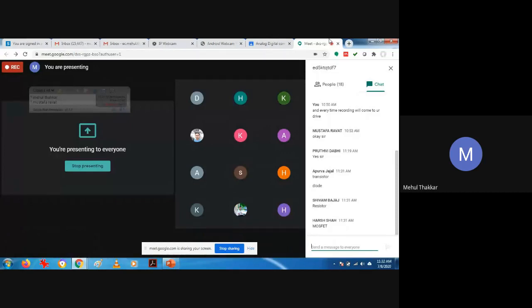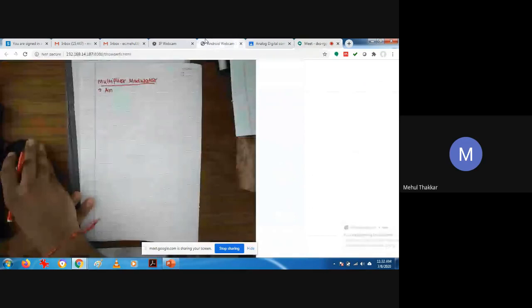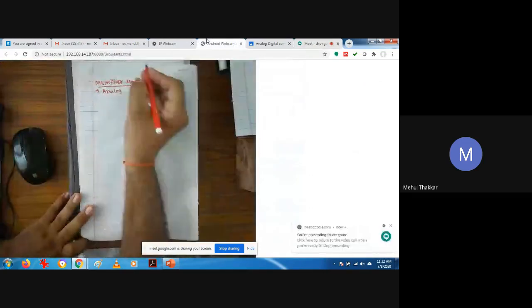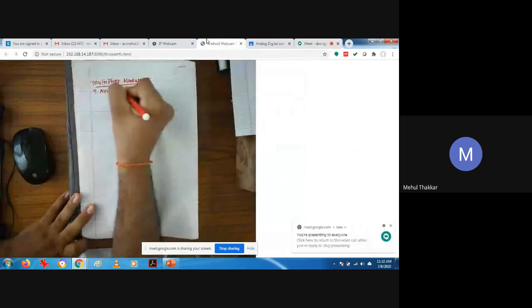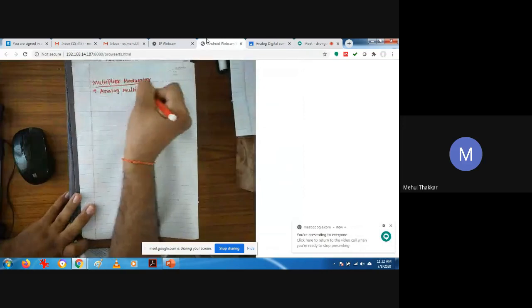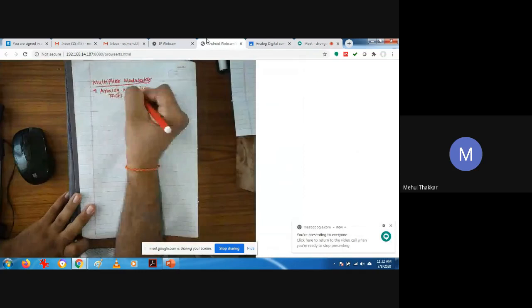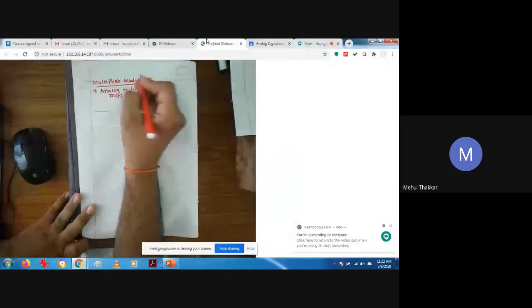So in the multiplier modulator, we are using an analog multiplier. Let me share the screen and show you this. First of all, let us understand the multiplier modulator. In that we have the analog multiplier. What is the purpose of this analog multiplier? We will have m of t, that is the information signal, and cos of omega ct, that is the carrier. We just need to multiply these two things.